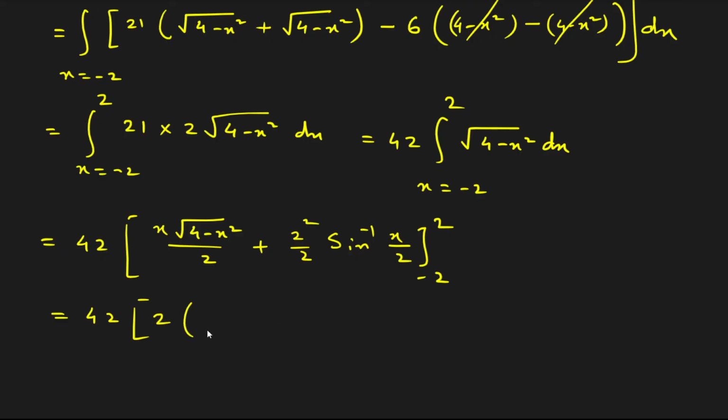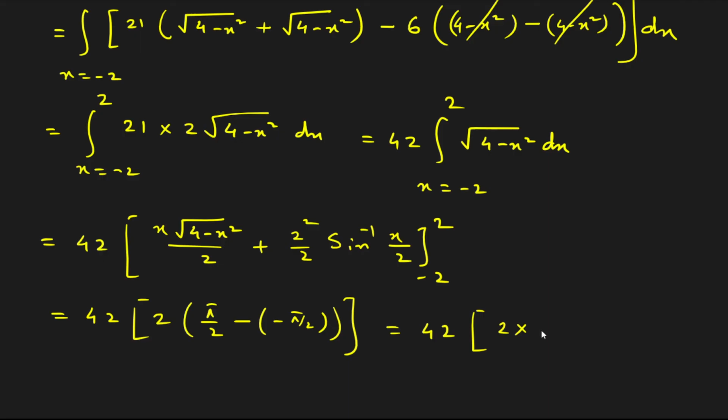Now let us see. When you put the upper limit in place of x, it's 2 by 2, 1, sin inverse 1. Sin inverse 1 is how much? Pi by 2 minus. Now let us put the lower limit. When you put the lower limit here in place of x, we put minus 2, it's minus 2 by 2, how much? Sin inverse of minus 1. Sin inverse of minus 1 is minus pi by 2. Okay. So minus pi by 2 is how much?